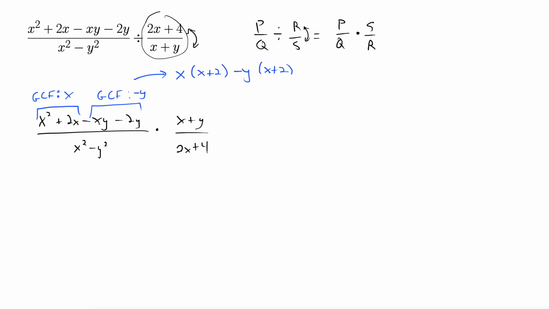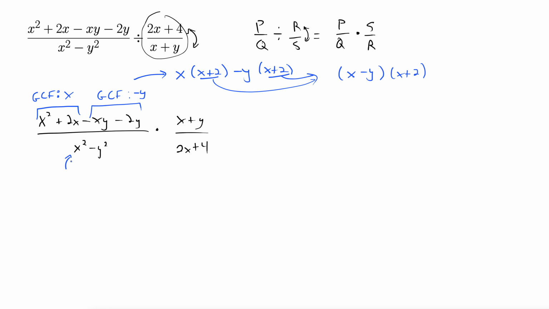Remember, I factor a negative y out of the second group. When you factor out a negative, it changes the sign of everything. So this negative x became positive x, this negative 2 became positive 2. And now these terms match. So out they go to the front or the back, however you want to look at it. And we're left with x minus y times x plus 2. Okay, so that takes care of that.